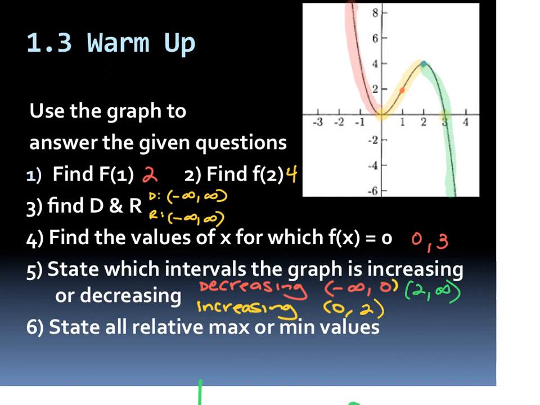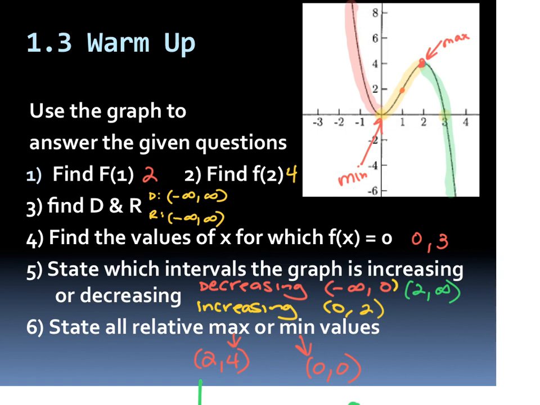All right. Then it says state relative max or min values. So remember, every time it goes up and comes back down, like here, that's a max or a relative max, which would be 2, 4. And everywhere there's a dip and it goes back up again, that's a relative min, which would be 0, 0. Questions?